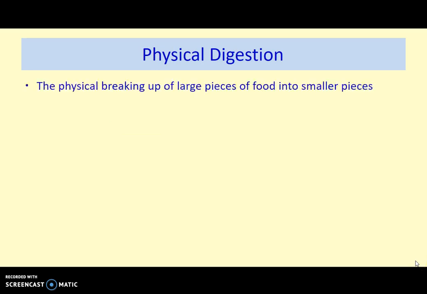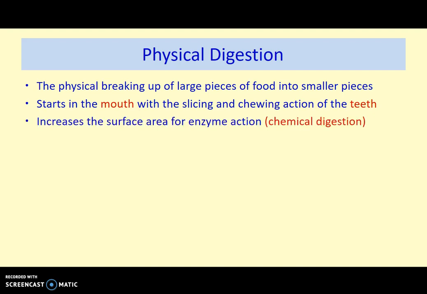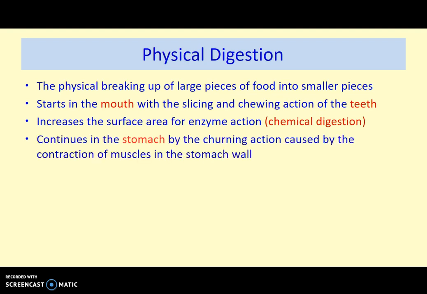Physical digestion. This is just breaking up large pieces of food into smaller pieces. It will start in the mouth with slicing and chewing with the action of teeth. One of the main reasons for this, aside from being able to swallow food, is that it increases the surface area for enzyme action, and that is the chemical digestion. It will continue in the stomach with the churning caused by the contraction of the muscles in the stomach wall.